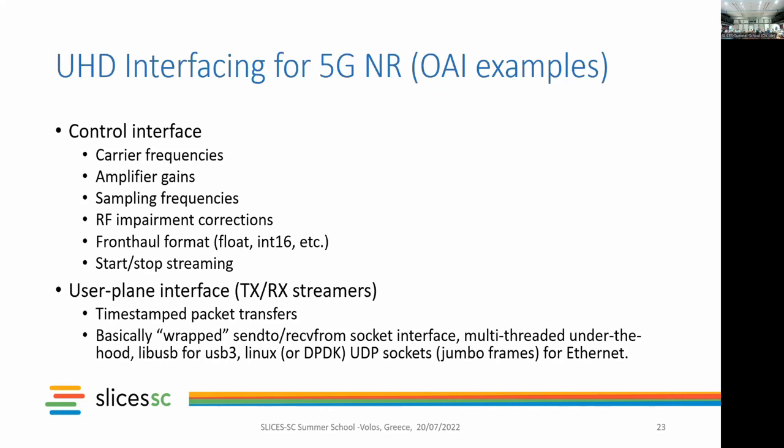The user plane interface are what UHD calls the streamers, the TX and RX streamers. These are timestamped packet transfers. But if you look under the hood in UHD, you have to look very far. These are wrapped, sent to, and received from a socket interface, whether it's for USB or for IP-based connectivity. And they're multi-threaded also under the hood. They can use libUSB for USB 3. They can use normal Linux UDP sockets, or in UHD, it can use DPDK, although we've never made that work. And ultimately, UHD uses jumbo frames for Ethernet. So that's the user plane of the thing.